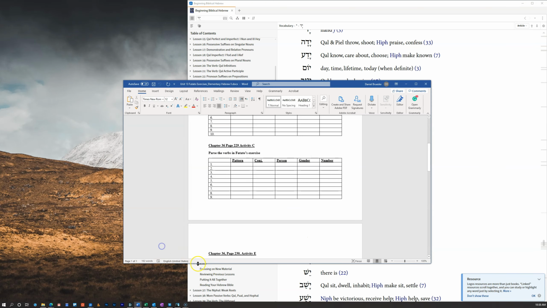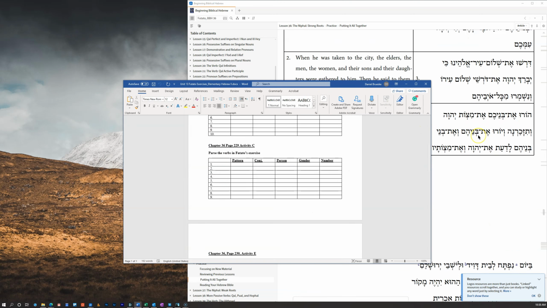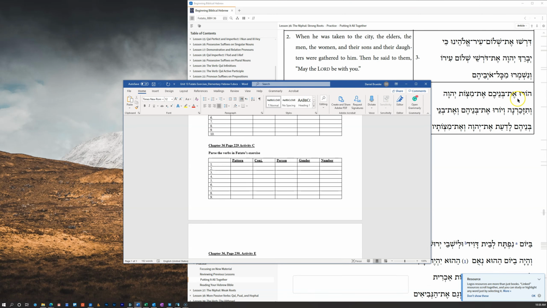putting it all together. Oh, that didn't work. Okay. So Yahra is teacher. So this is Hifil, obviously. We've got a Shurik, so that indicates plural. This is going to be masculine plural. This is going to be they.